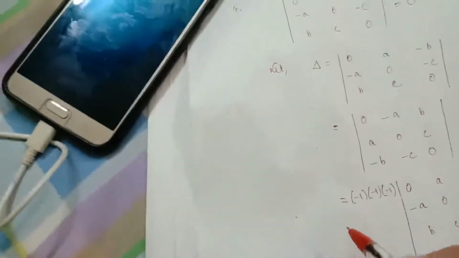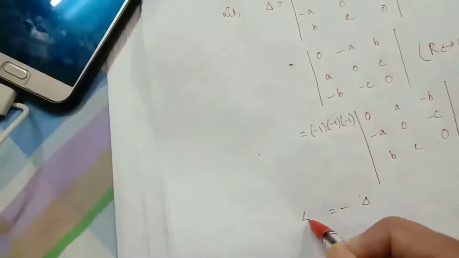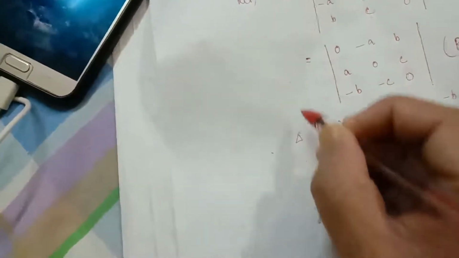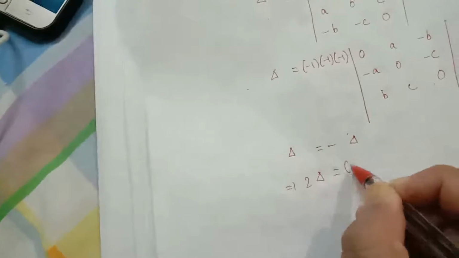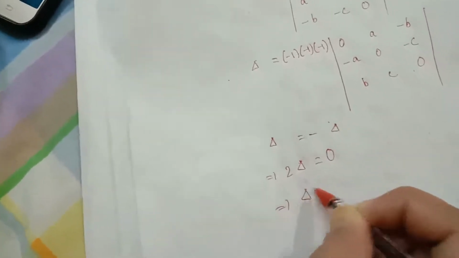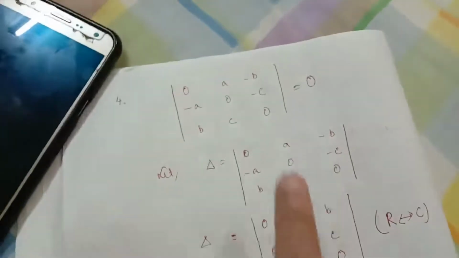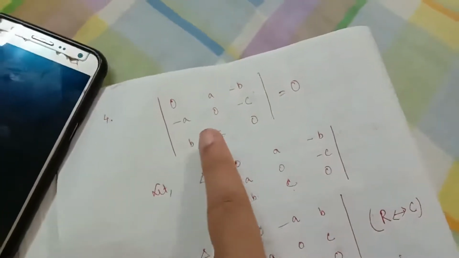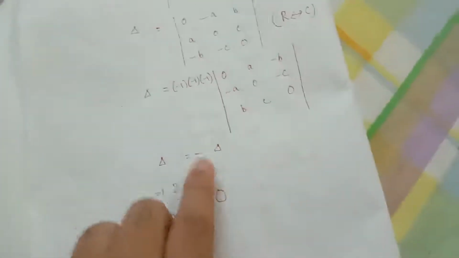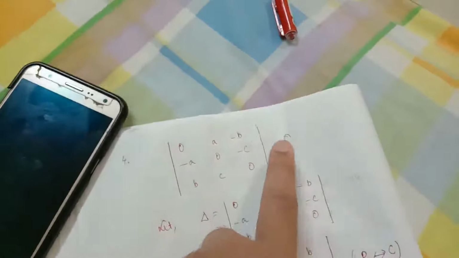So what we have proved? Delta equal to minus of delta. And if delta equal to minus of delta, then bringing minus delta to that side, 2 delta is equal to 0, and from this we get delta equal to 0. That means we have considered the given determinant as delta, and we have shown delta equal to 0. That means the value of the given determinant is 0.